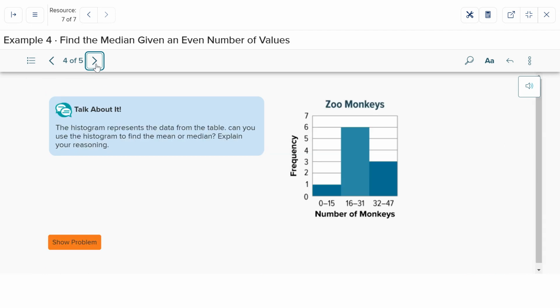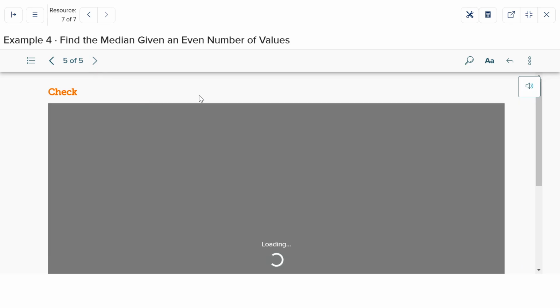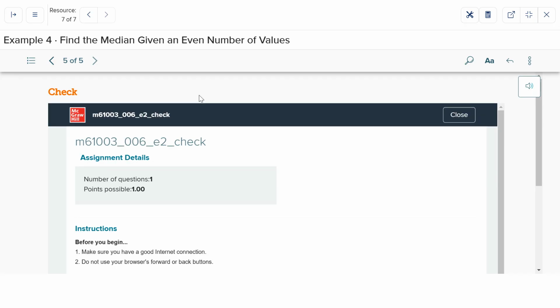Okay, so in summary, there is the mean, which is the average. You add them all up and then you divide by however many you added up. And then there's the median of an odd number list. You put them in order from least to greatest and then find the one that's exactly in the middle. Or if it's an even number of data, to find the median, you still put them in order from least to greatest, find the 2 in the middle, and then find the mean of those 2 to get the true median. And that is how you do that. So try this check, and that's the end of this lesson.